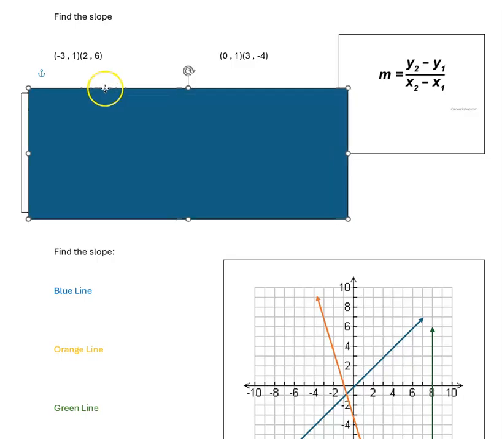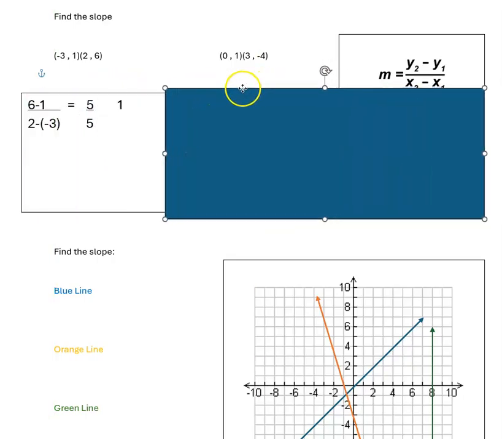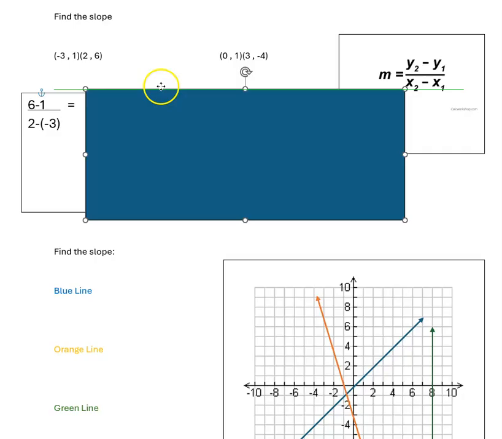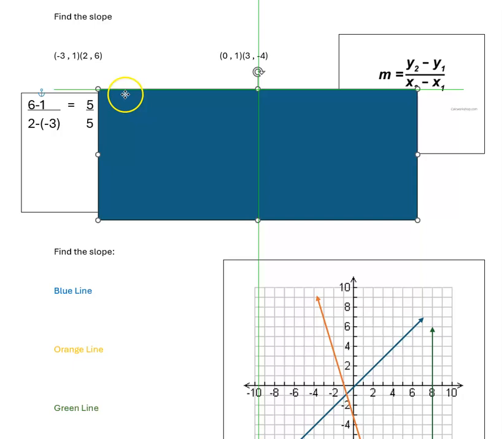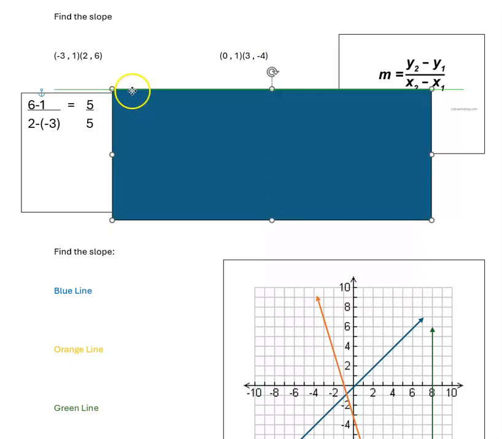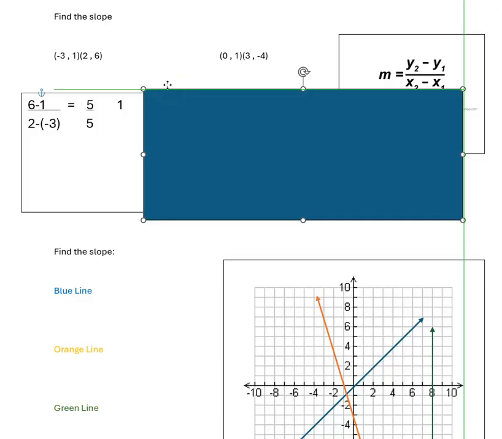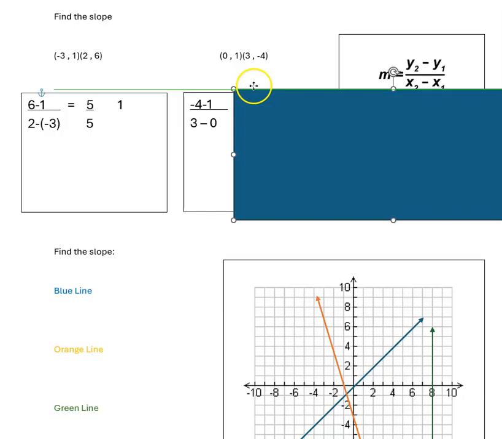So if I take my first problem, I'm going to just go to this point. I took y2, which is 6, and I subtracted y1, which is 1. Over it, I put 2, which is x2, minus negative 3. Notice I put minus negative 3. Plug it into the calculator exactly how you see it. 6 minus 1 is 5. 2 minus negative 3 is 5. So I simplify it and I get 1. The slope of this is 1. Makes it really nice.